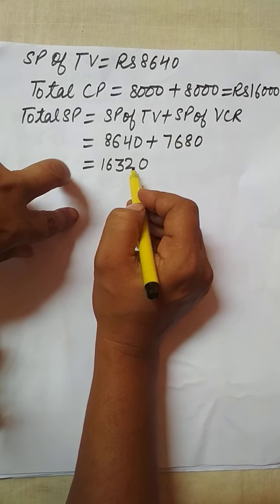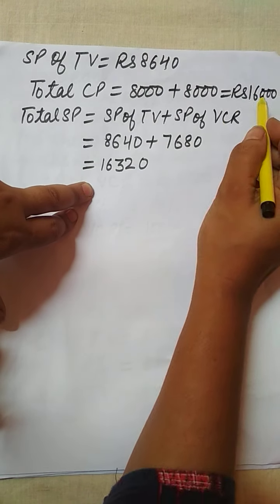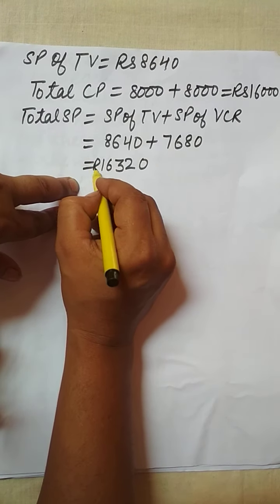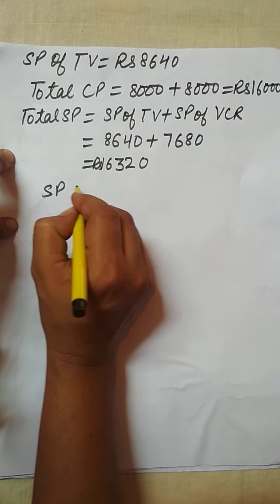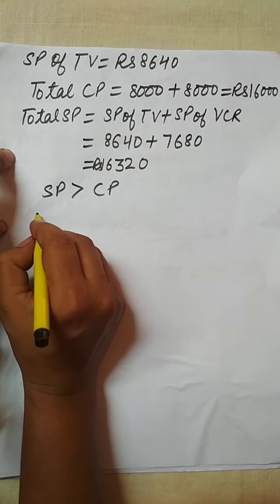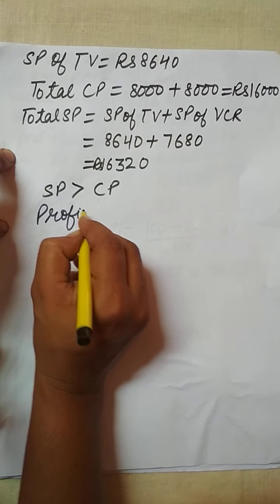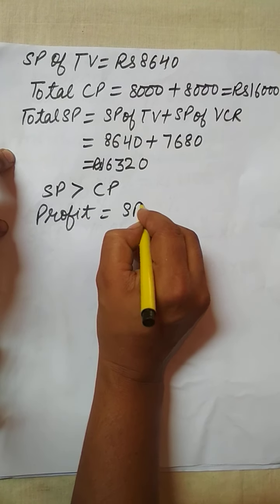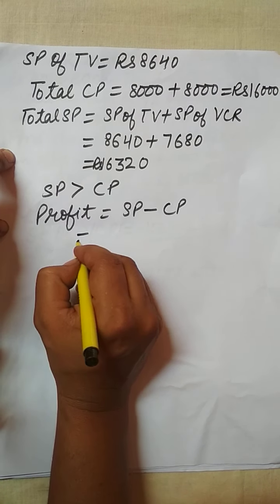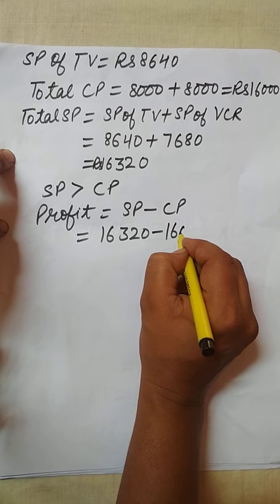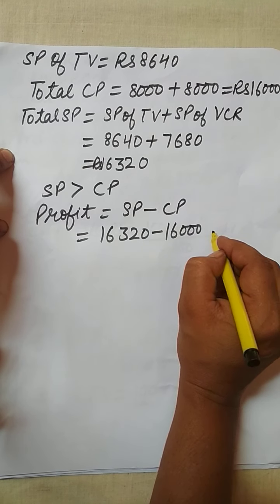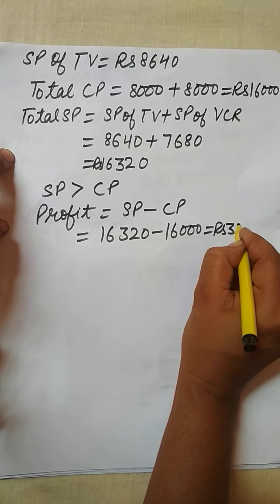Now you can see from these two values, total selling price is greater than the total cost price. Selling price is greater than cost price, it means we get profit. Profit is equal to selling price minus cost price, that is 16,320 minus 16,000 is equal to rupees 320.